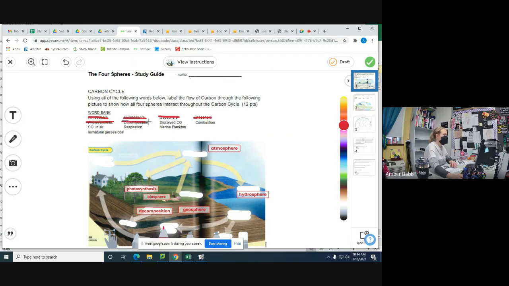Dissolved CO2. Where does that go? The 2 got left off, my bad. In the water. In the water. Why is CO2, which is carbon dioxide, dissolving in the water?